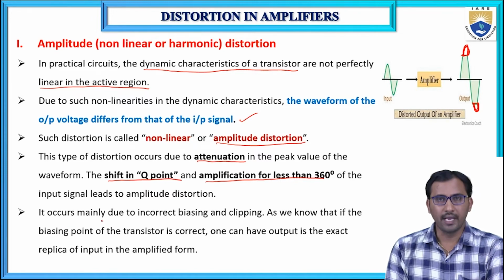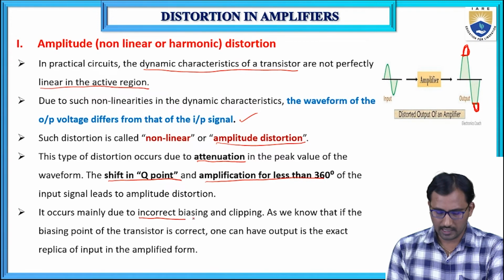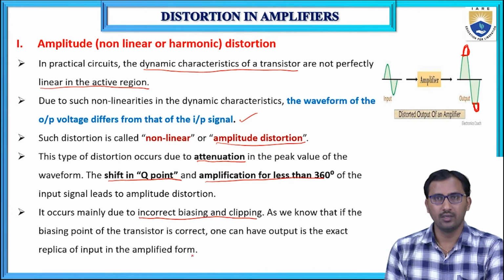And it occurs mainly due to incorrect biasing. If we do not provide correct biasing, then the operating point will be shifted upside or downside. The operating point will be in the center of the load line only if we provide proper or correct biasing. Then only does faithful amplification take place in amplifiers. Faithful amplification means the shape of the output waveform is similar to the shape of the input waveform.